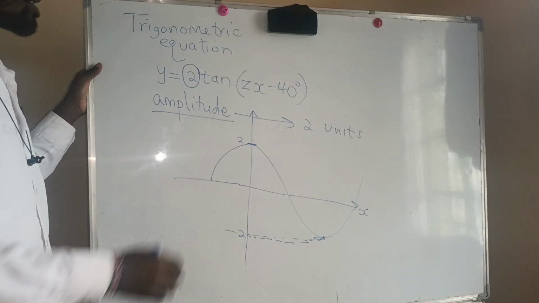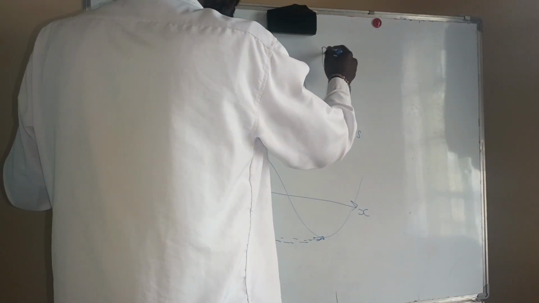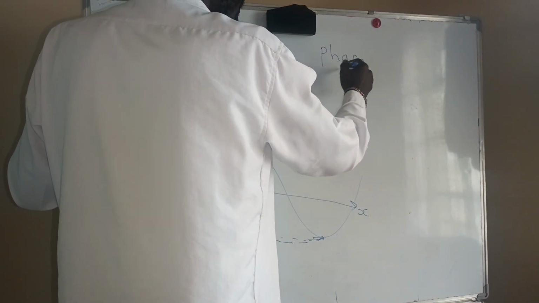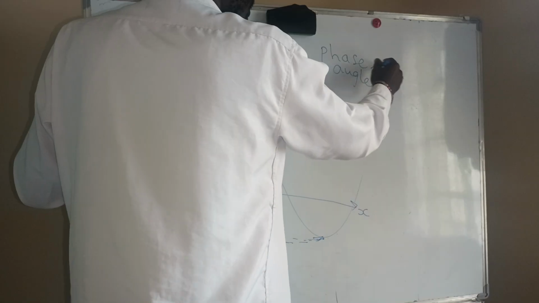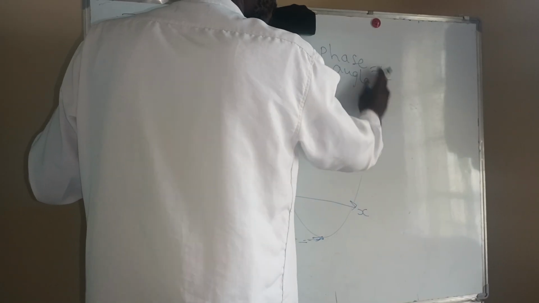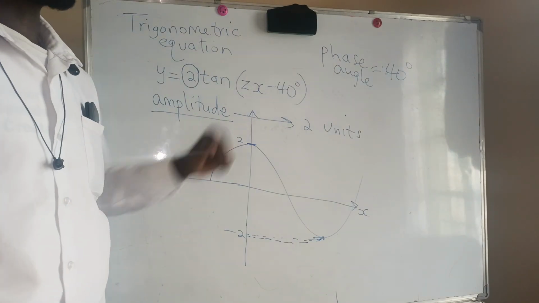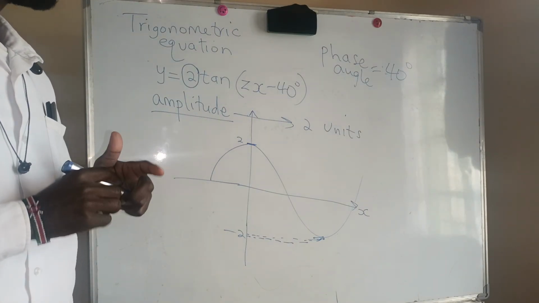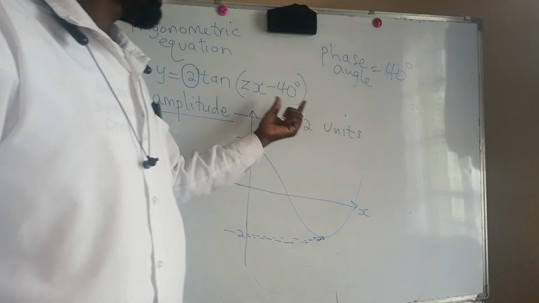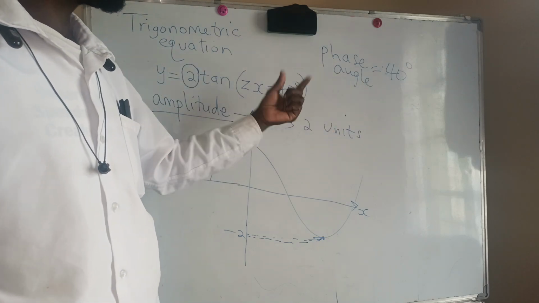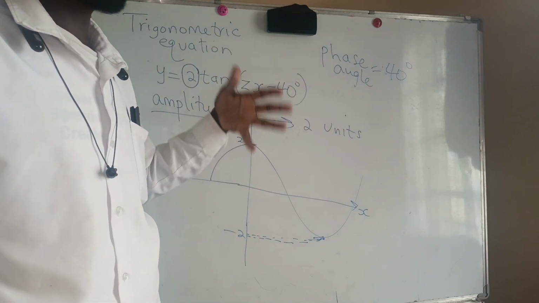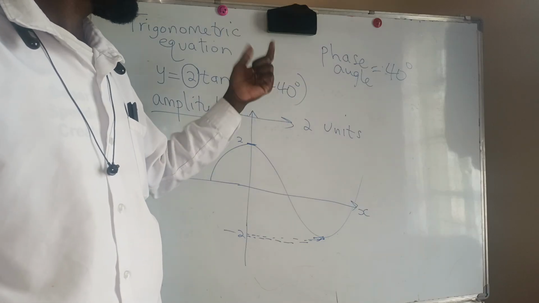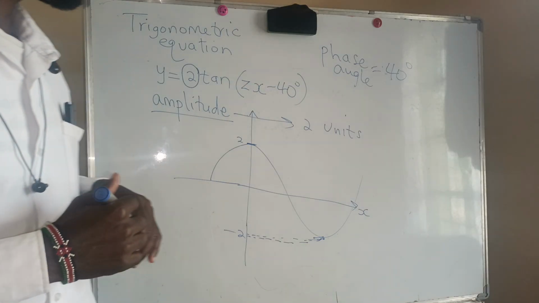Then you have been told to give the phase angle. What do you do? You just write 40 degrees. This is our phase angle. Just pick that value the way it is. If it is 30, 40, 50, 60, 100, give it the way it is, 40 degrees. That becomes our phase angle.